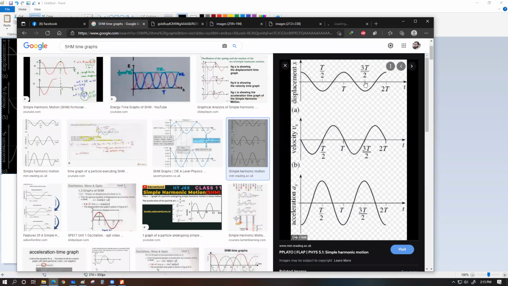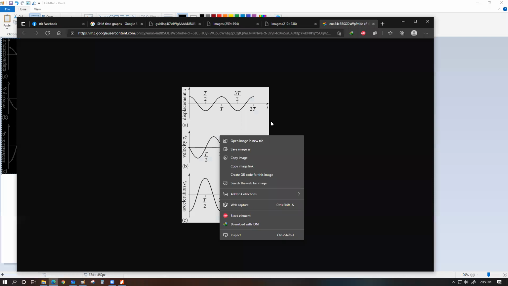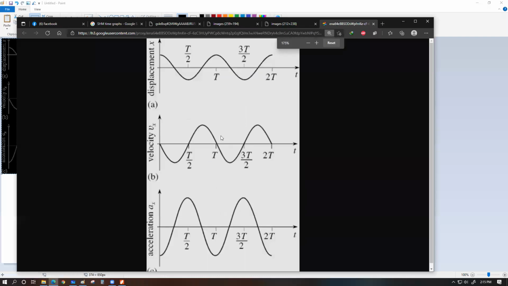Open image in new tab. And then I can zoom in.